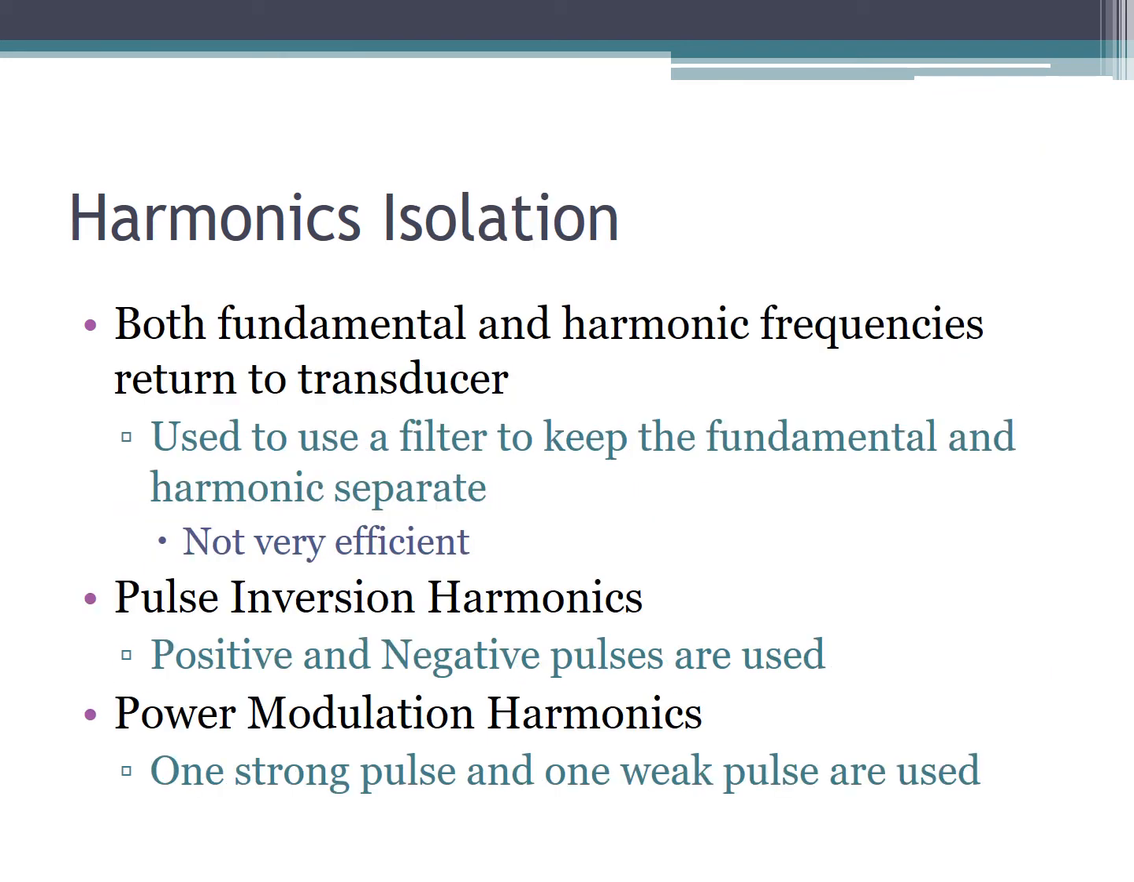So when the sound beam is being transferred into the body, again we have our transducer at 2 megahertz. The fundamental frequency is what is sent into the body because harmonics isn't created until it gets into the tissue. So we have to figure out how we are going to isolate that harmonic information. There are a few different ways that the machines do it. It used to use more of a bandwidth filter to keep the fundamental and harmonics separate, but that ended up not being very efficient. We couldn't keep up with the rate of sound going into the body and coming back to produce quality ultrasound pictures. So now the two ways that we isolate that harmonic frequency are either through pulse inversion harmonics or power modulation harmonics.